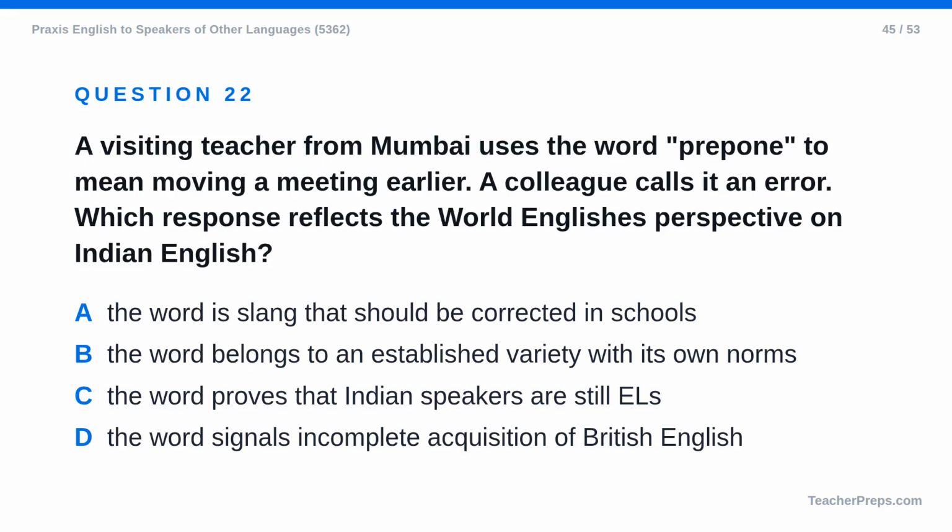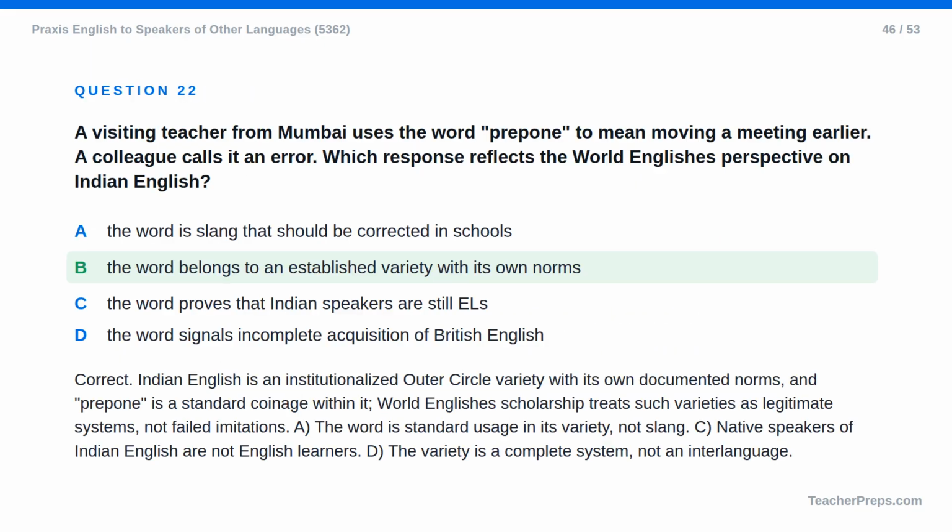Question 22. A visiting teacher from Mumbai uses the word "prepone" to mean moving a meeting earlier. A colleague calls it an error. Which response reflects the World Englishes perspective on Indian English? Pause the video and select the best answer. The correct answer is B. The word belongs to an established variety with its own norms. Indian English is an institutionalized outer circle variety with its own documented norms, and prepone is a standard coinage within it. World Englishes scholarship treats such varieties as legitimate systems, not failed imitations.